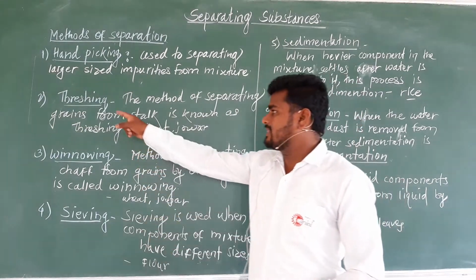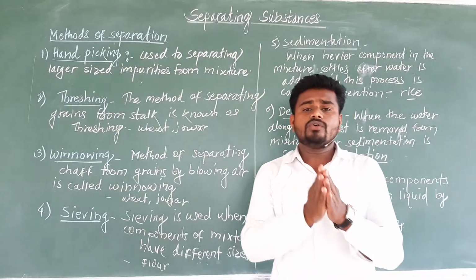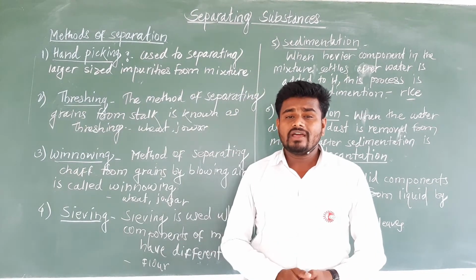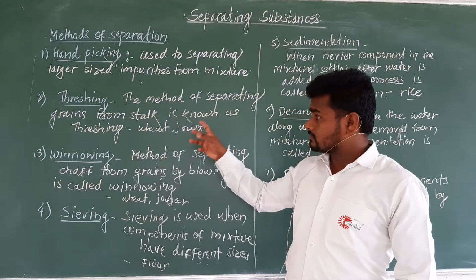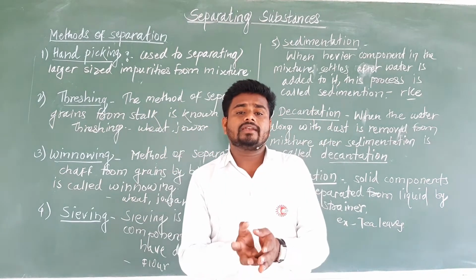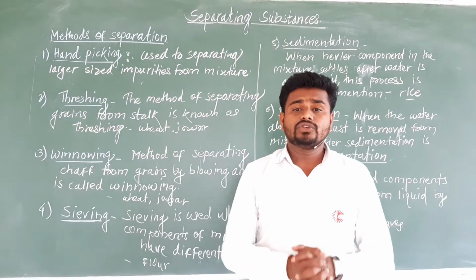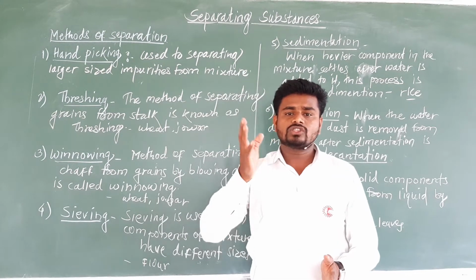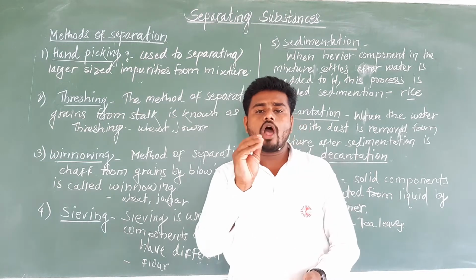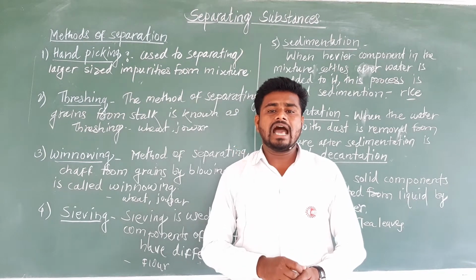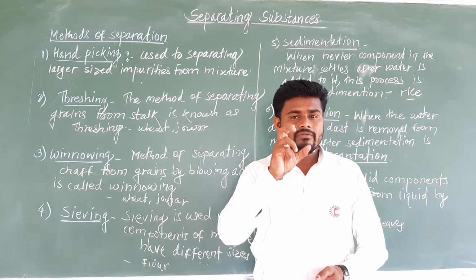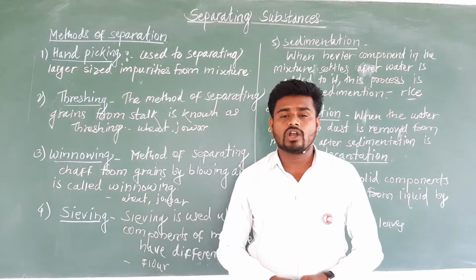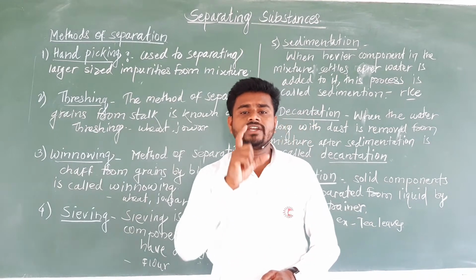Let's see the second method, threshing. You may have observed that after harvesting crops, the grains are separated from their stalks by using different methods. Now, what are stalks? The upper part of crops where grains are present is called a stalk. In Marathi we say kanis.